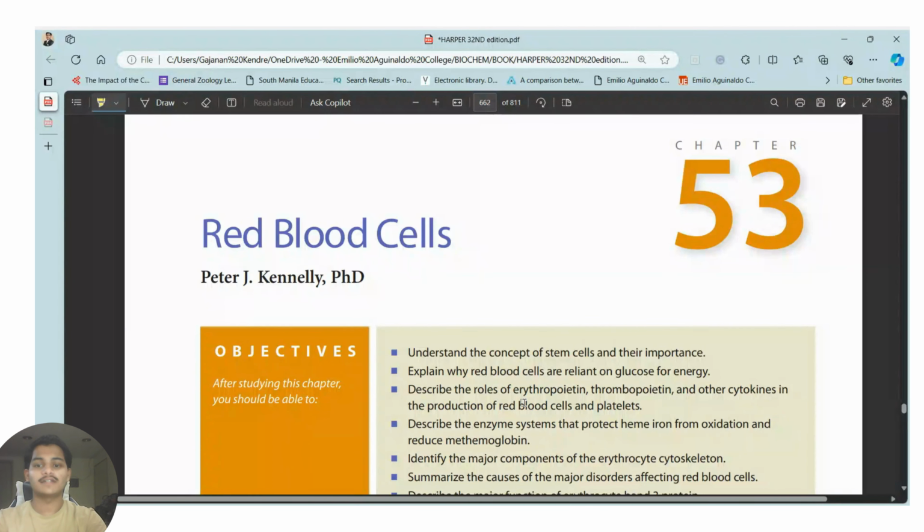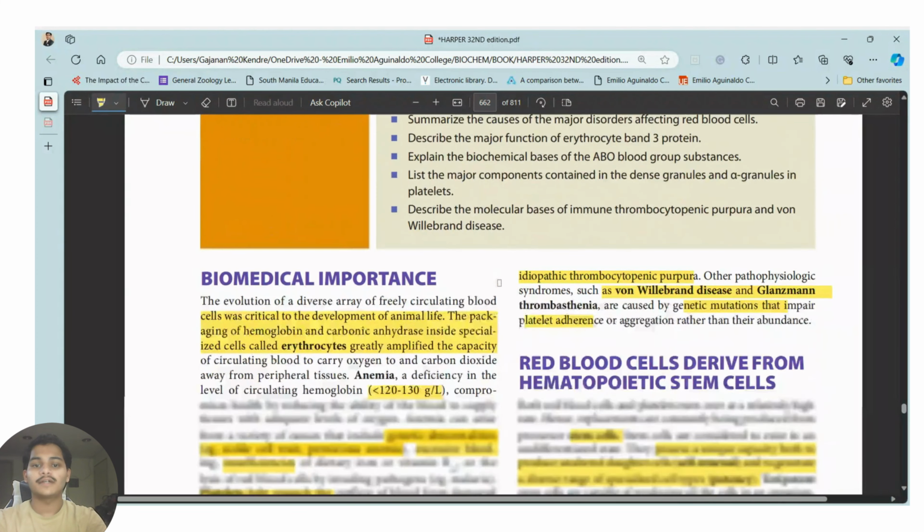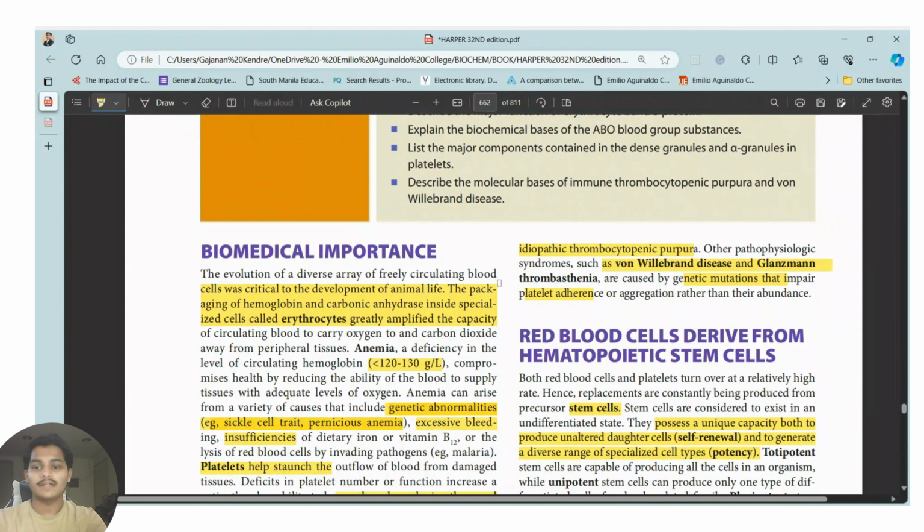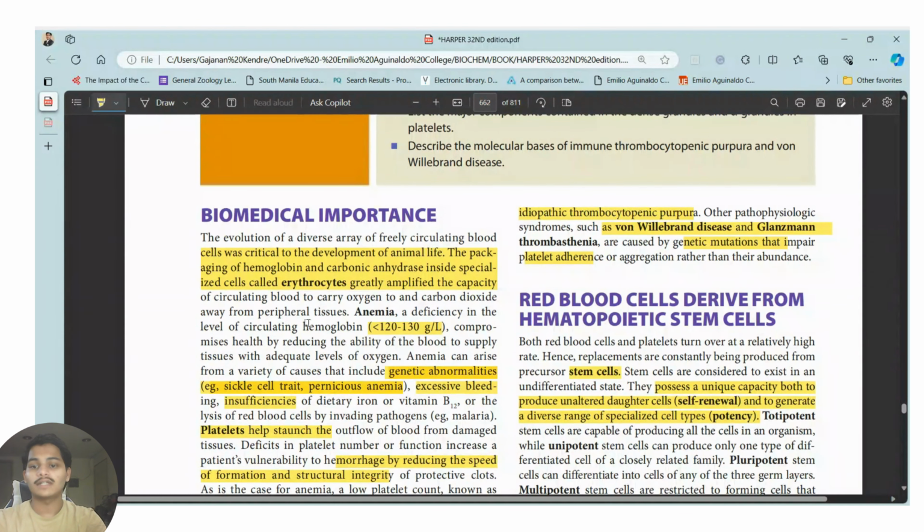Everyone, myself Gajanan. Today we are looking at the red blood cells from Harper's Biochemistry, chapter 53. Let's get started. Then RBC, that is red blood cells. What is an RBC? Also called an erythrocyte. Erythrocyte is a pack of hemoglobin and carbonic anhydrase inside the cell.